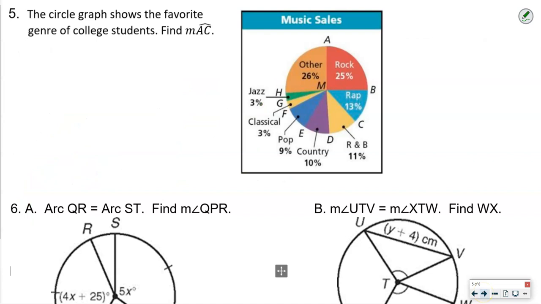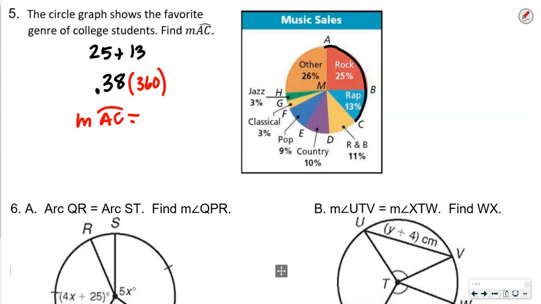All right, so this next one says the circle graph shows the favorite genre of music of college students. Find the measure of arc AC. So what we're going to do here is a three-step process. We're going to find our percent, and that's 38. And then we're going to move the decimal place 2 places to the left, and then we're going to multiply that by 360. Three-step process, guys, okay? So the measure of arc AC is going to be equal to 136.8. And sometimes you're going to get a decimal, and that's fine. Okay, so don't think it's wrong just because you did.